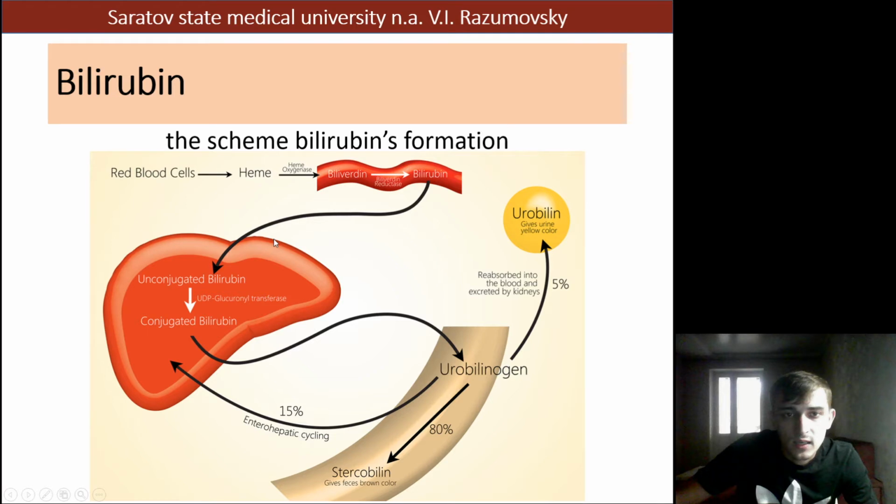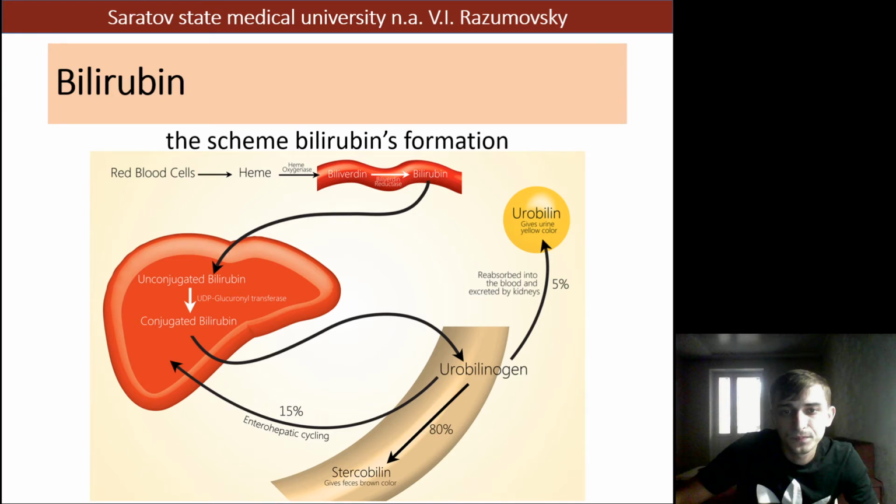Second part of disorders may be localized in the liver, so in hepatocytes. If we have problems with hepatocytes, it will lead to increasing of unconjugated bilirubin. And we also may find some problems at the bile ducts level. For example, it may be associated with bile concrements and leads to increasing of conjugated bilirubin in blood plasma.